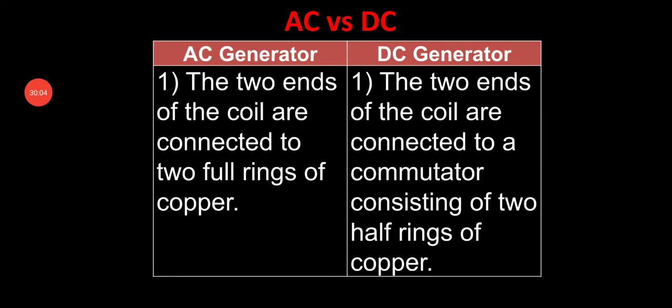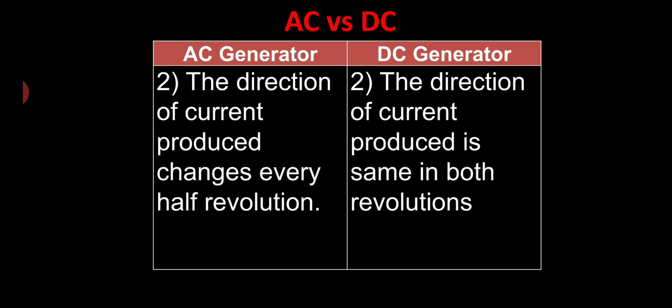So let's see what is the difference between AC generator and DC generator. In an AC generator, the two ends of the coil are connected to full rings of copper, and in a DC generator, two ends of the coil are connected to a commutator consisting of two half rings of copper. That means two split rings are used. The second difference is that the direction of the current produced changes every half revolution, whereas in a DC generator the direction of current produced is the same in both revolutions.